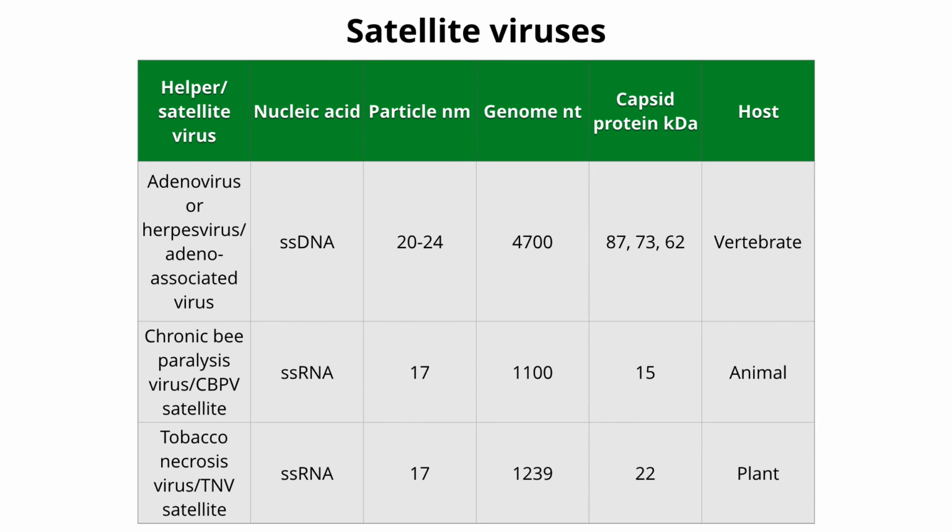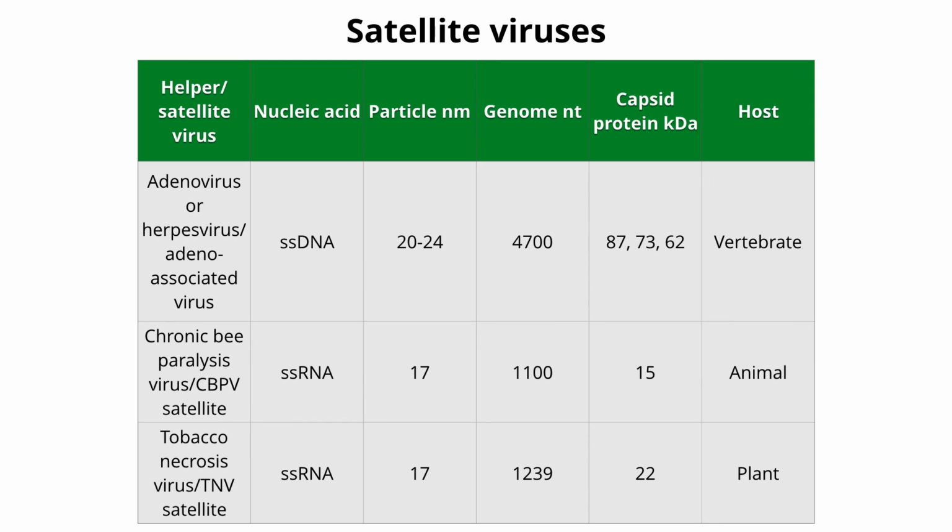I just wanted to show you 3 different satellite viruses. Again, these are not satellite RNAs. These are viruses, satellite viruses that encode their own capsid proteins. So for example, we have adeno-associated virus. The helper, I've told you, is adeno. It can also be herpes virus, which can provide the same functions in a helper situation. And that's the genome of AAV. It's single-stranded DNA, with the particle size, the length of the genome, and the capsid proteins. These infect vertebrates. Then there's another one called chronic bee paralysis virus satellite.